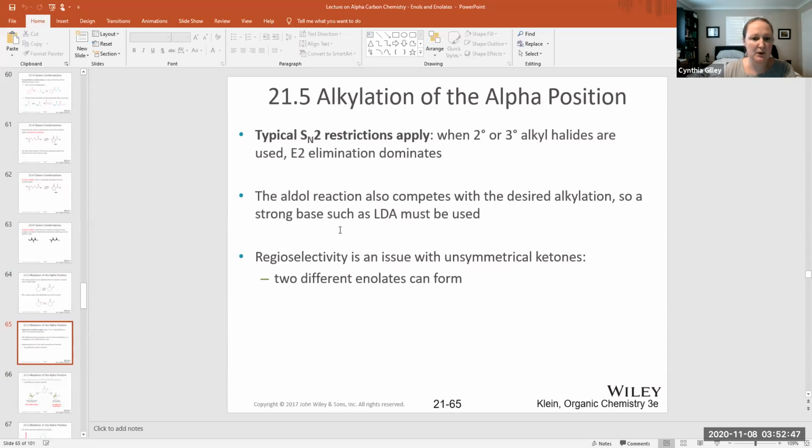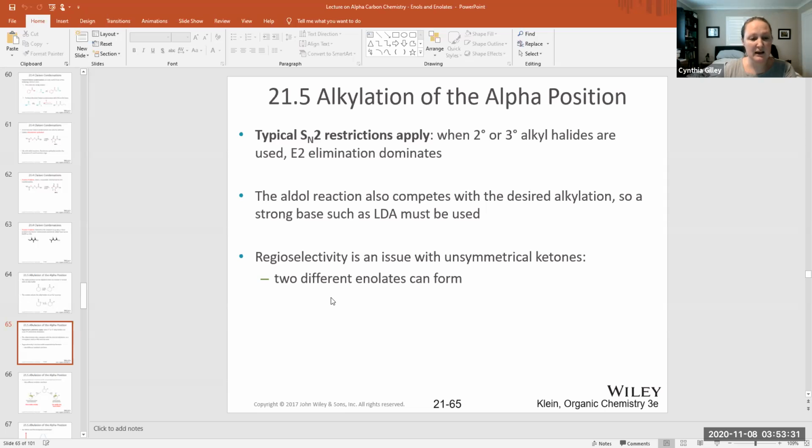It's also important to note that enolates of aldehydes and ketones undergo the aldol reaction if there is still some aldehyde or ketone present, because of the choice of using, for example, sodium hydroxide instead of a stronger base. So in the alkylation of the alpha position reaction, we do need to use a stronger base, such as LDA, that will completely form the enolate from the reactant, such that no electrophile is still present, and that will shut down any possible competing aldol reaction.